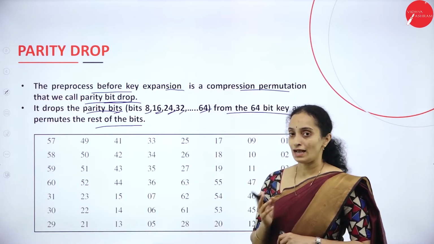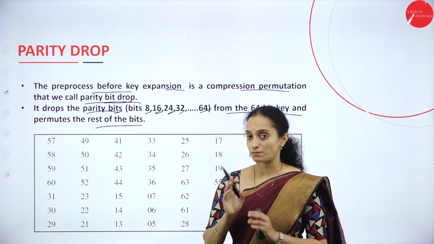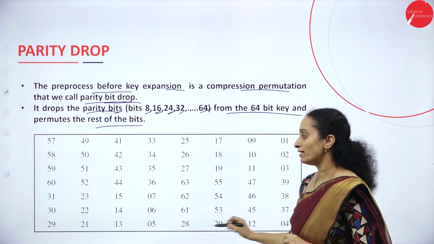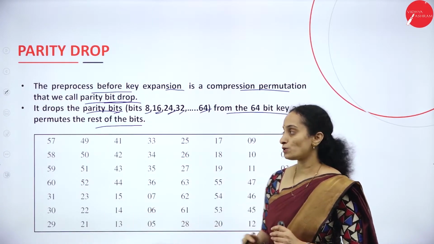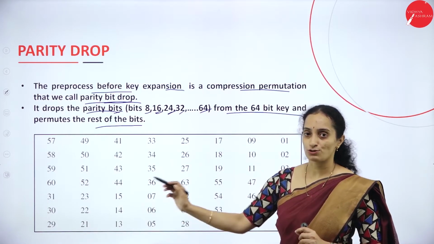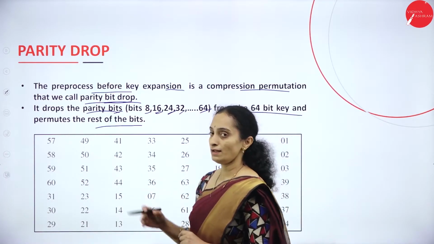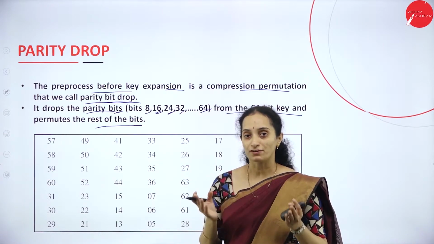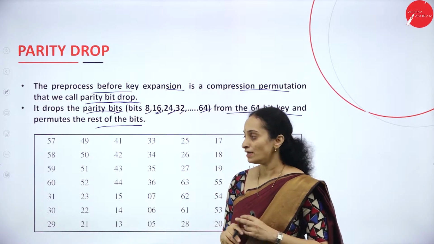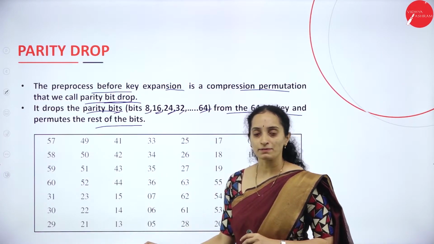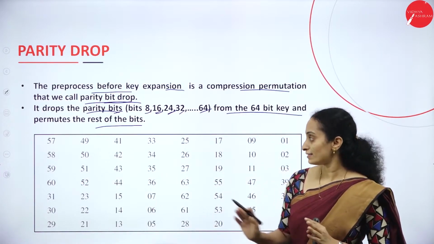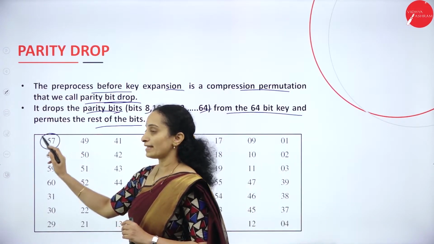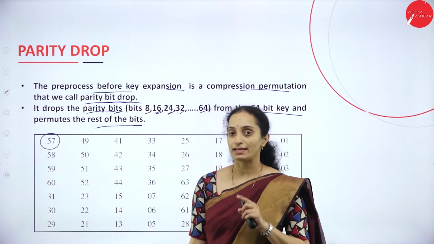Okay, as we know, it is a P box, it permutates the bits. Here we have a table which shows the permutation of the bits which are left after the parity bits have been dropped. This is a random table. It is not fixed that always the first output port will be directed from the 57th input port.